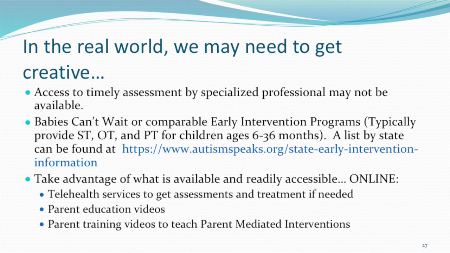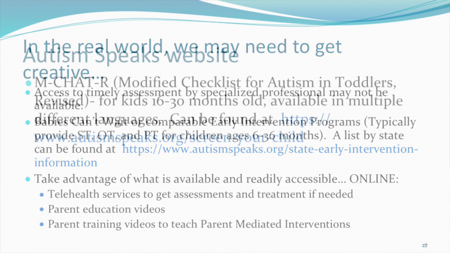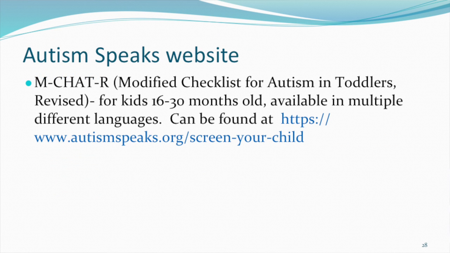As I said, in the real world, to assess individuals for autism, we have to get creative. We need to take advantage of what is available and what's already readily accessible online. This includes telehealth services to get assessments and treatment if needed, access to parent education videos, and training videos to teach parents parent-mediated interventions. Parents can also access a rating scale called the MCHAT, which can be used for children ages 16 to 30 months, and it's available in multiple different languages at the following link.